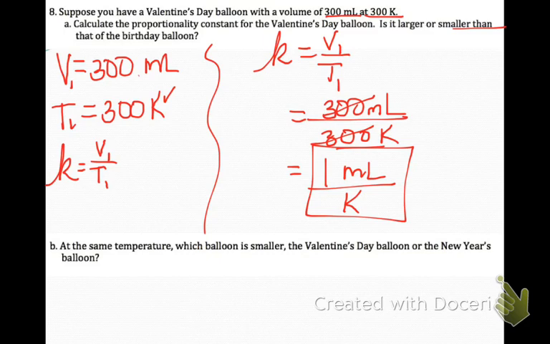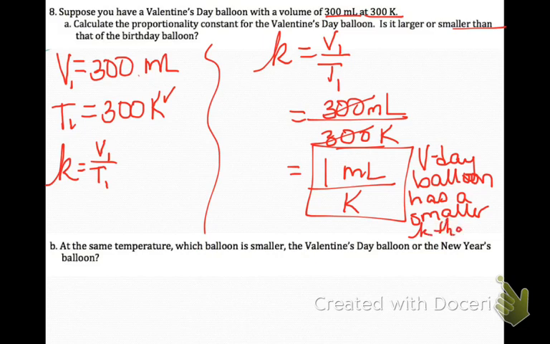All right. At the same temperature, we'll go ahead. So the Valentine's Day balloon has a smaller K than, and I can't fit this in, but hopefully you guys can, than the birthday balloon and the New Year's balloon. Also box that response in so that I know as your grader that that's what your answer is.